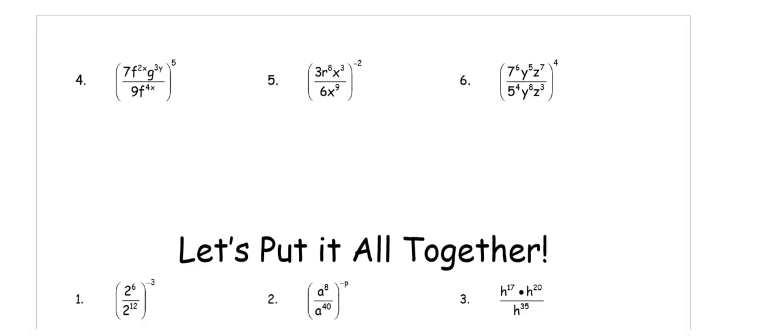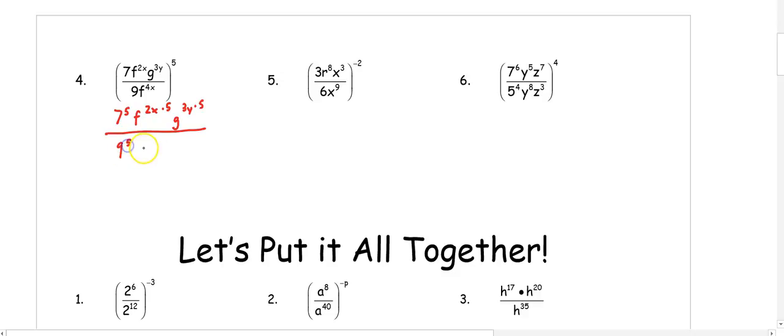Number 4, we have a 5 exponent that needs to go to each term inside the parenthesis. So we get 7 to the 5th, f to the 2x times 5, g to the 3y times 5, all over 9 to the 5th, f to the 4x times 5. So I'm just going to leave 7 to the 5th because if I put that into a calculator, it's bigger than 4 digits. So I'm going to say 7 to the 5th, f to the 10x, g to the 15y.